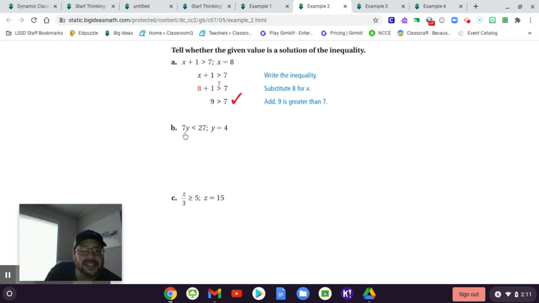Okay, what about the second one? 7y, that means 7 times y, is less than 27.